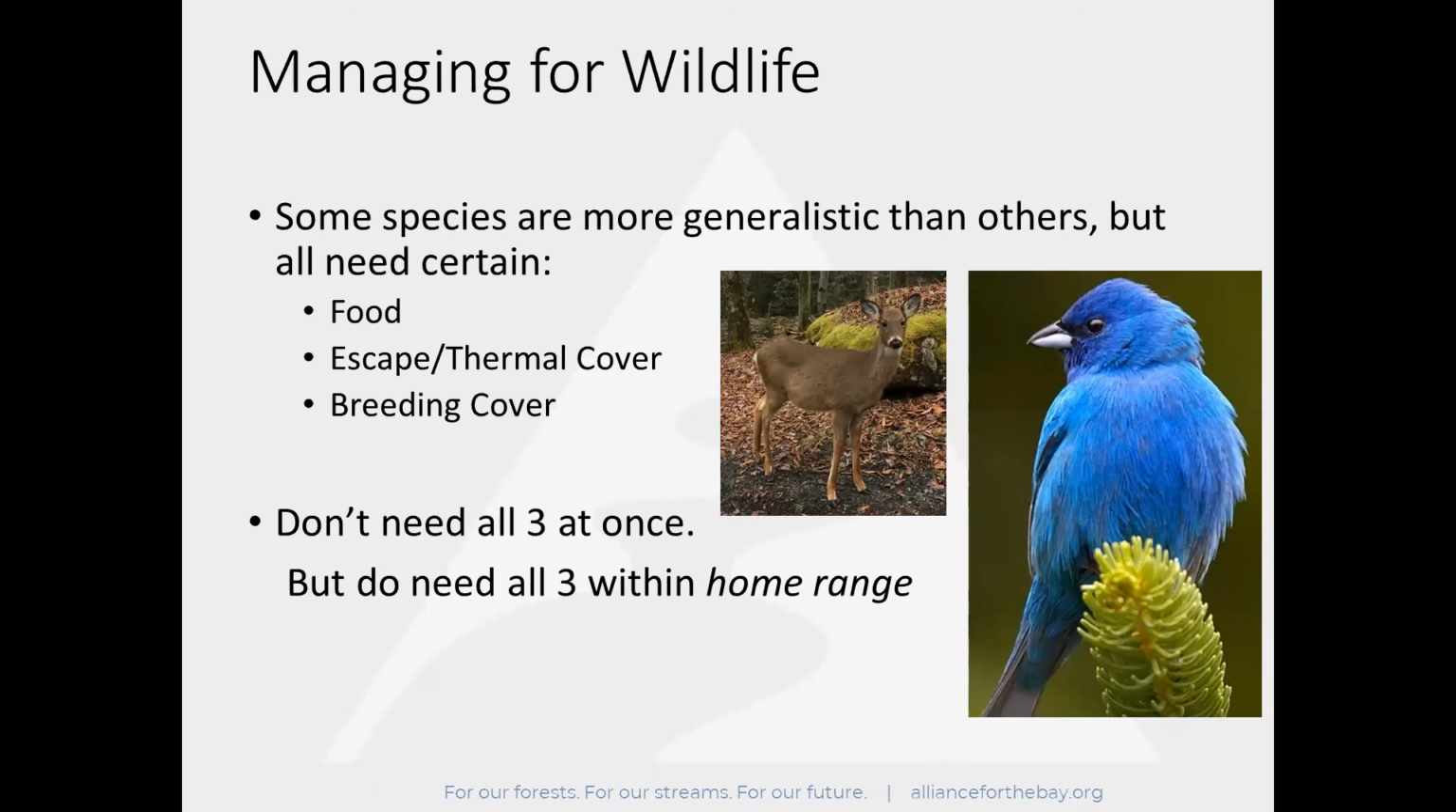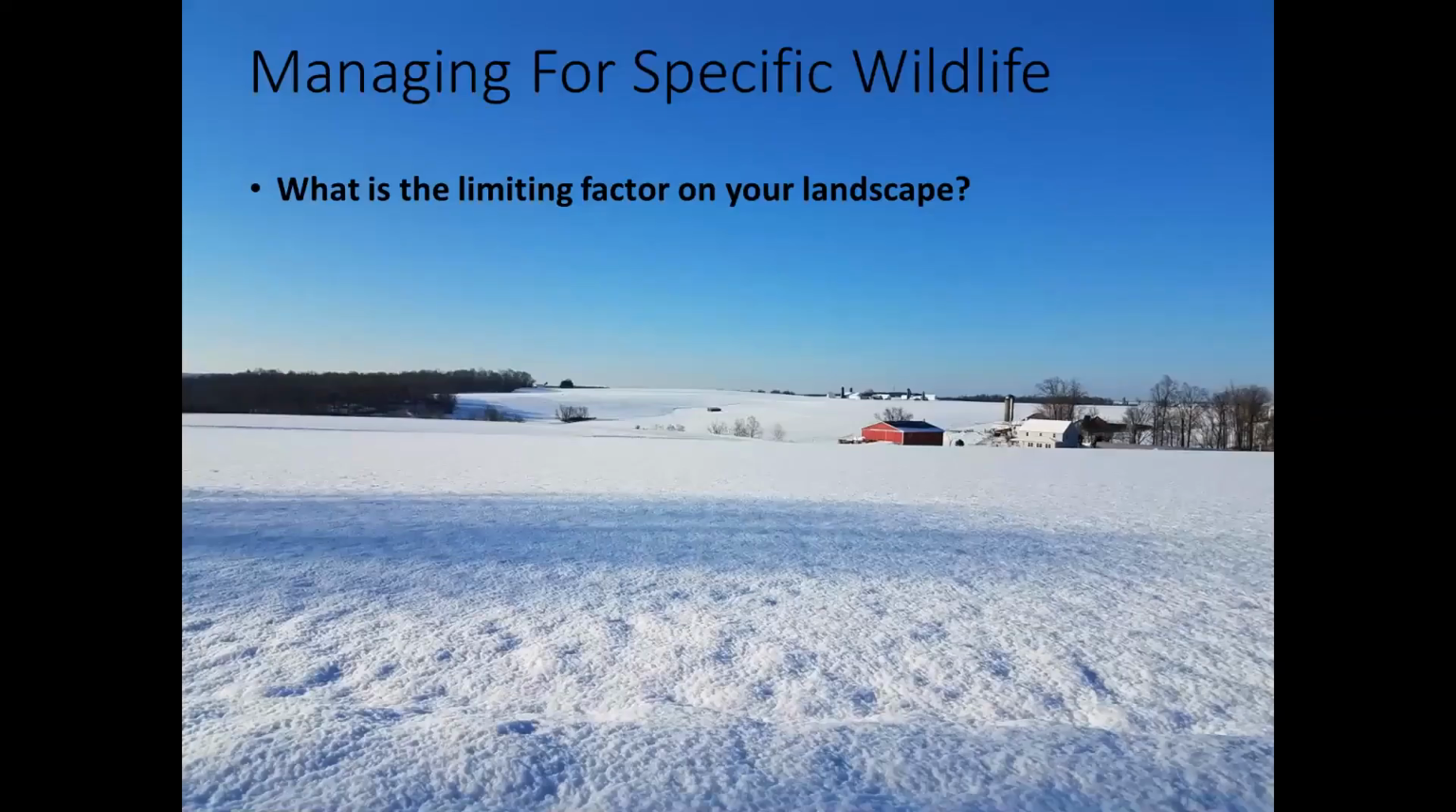For all of these habitat needs, they don't need them all at the same time at the same place. A lot of species will move around a lot over their annual cycle or during different seasons. And what we really need is all of these features to be available on their entire home range, so the entire area that they travel over a year period. And just like with thinking about the trees, what we really need to think about when managing for wildlife is those limiting factors. What is limiting on our landscape?